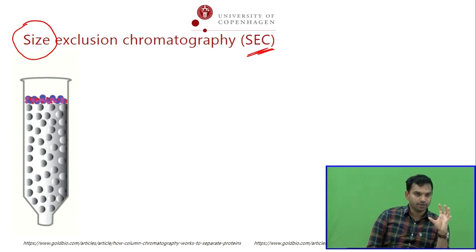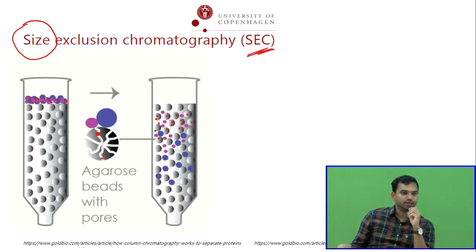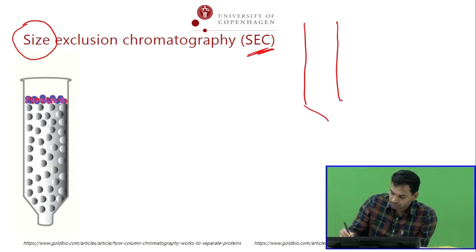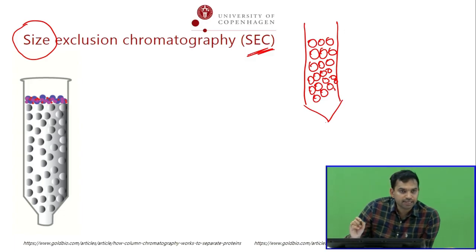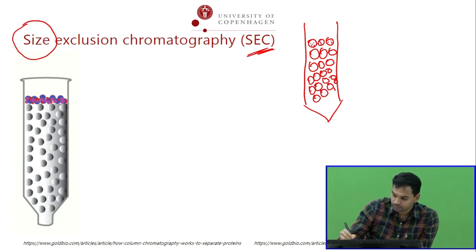In size exclusion chromatography, we have a column filled with a special type of beads, right? I'll try to illustrate here. This is the column, and the column is filled with special types of beads, like this. These beads are porous, meaning the beads are spherical, but they have holes inside. They are all porous like this one.